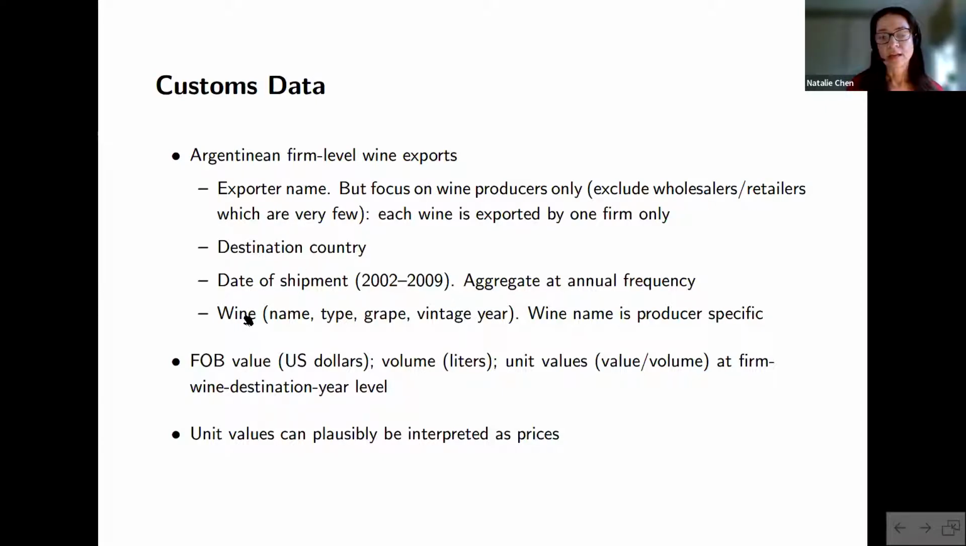The way that we link the wines to the wine producers is through the fact that each wine name is specific to the producer. So we can easily identify who is the producer of each wine. We observe the FOB value of exports in US dollars. We observe the volume in liters. And using this information, we can calculate the unit values by dividing the value by the volume at the firm wine destination year level. And what we argue is that our unit values can plausibly be interpreted as prices given the level of disaggregation of the data.